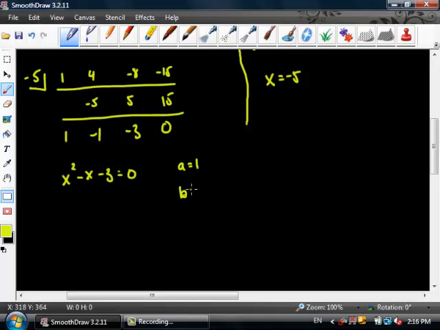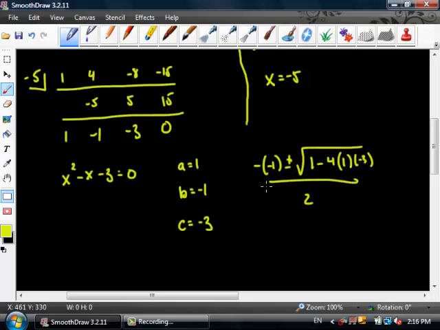A equals 1, B equals negative 1, C equals negative 3. And so I get negative B plus or minus the square root of B squared, so that's 1, minus 4AC, so 1 times negative 3, over 2A. Negative of negative 1 is 1, plus or minus the square root of, this is 12, positive, right? Negative 4 times negative 3 is positive 12, so 1 plus 12 is 13, over 2. So my answers are negative 5 and 1 plus or minus root 13 over 2.